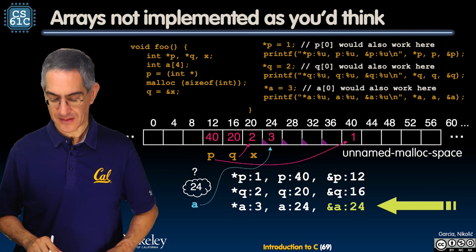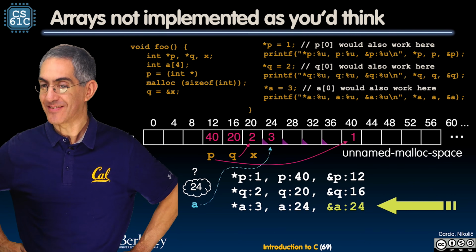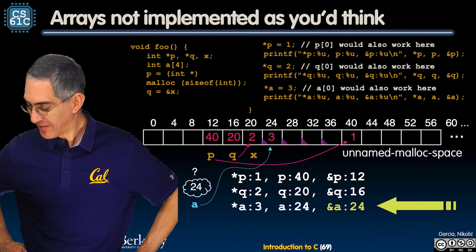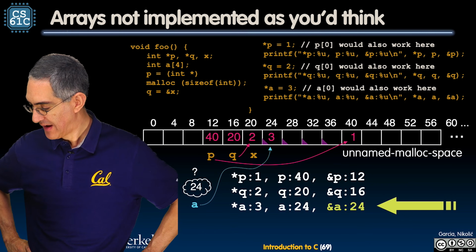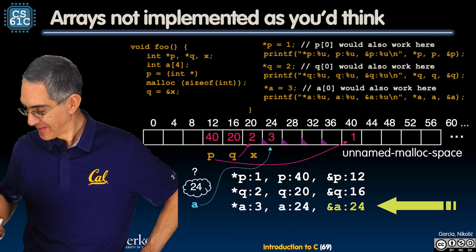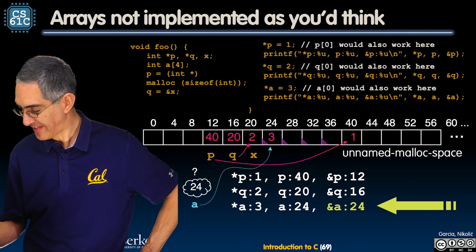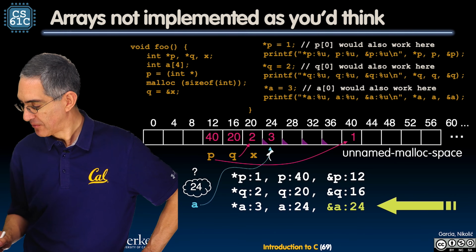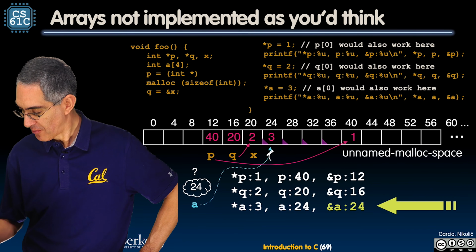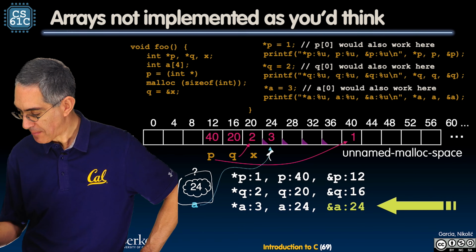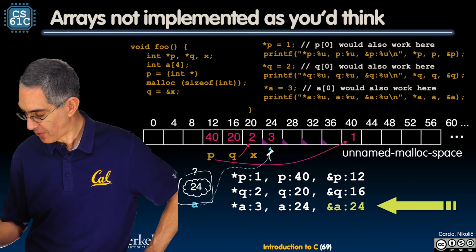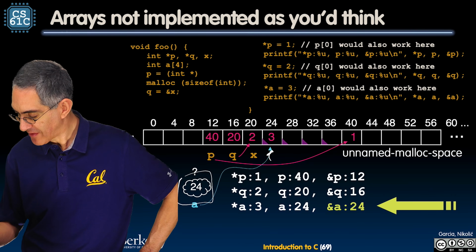Ready? Hear that glass breaking sound? How is the address of a 24? How does that make any sense? Address of a isn't 24. This is an a. So a is 24, right? a, the value a, points to 24. So this guy has 24 inside of it. But the address, where does a live?